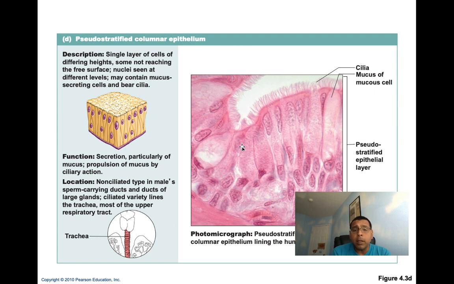And these cells, you can see, also sometimes will have mucus-secreting cells. And sometimes we can also find cilia here as well. Now, when you talk about the function: secretion, particularly secretion of mucus, and then propulsion of mucus thanks to the cilia.